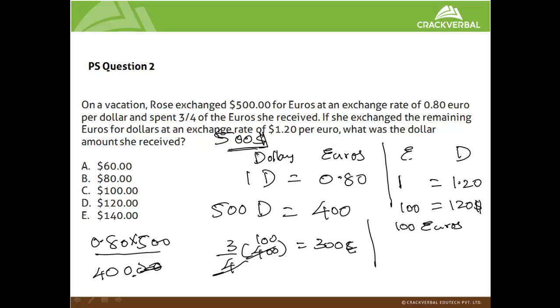The question is asking what was the dollar amount she received. So the answer has to be D. Eliminate all other answer choices.